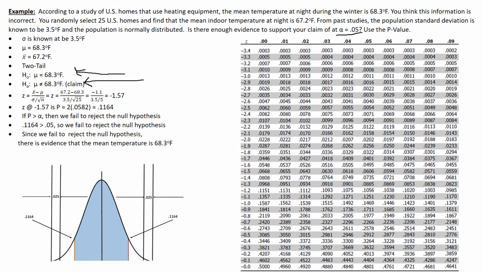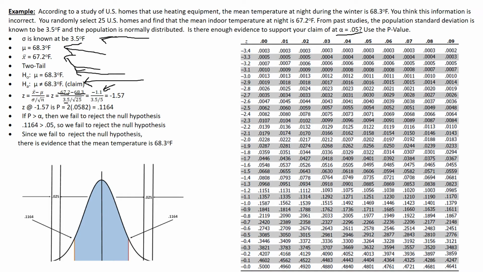Use the p-value. So we got standard deviation of 3.5 degrees. Our population mean is 68.3. That's the one we think is incorrect. The sample mean for 25 homes is 67.2. So I'm going to do 67.2, my sample mean, minus my population mean 68.3, which is negative 1.1. In my denominator, I got a population deviation 3.5 divided by the square root of 25 homes, which is 5. So negative 1.1 over 3.5 over 5 equals negative 1.57.